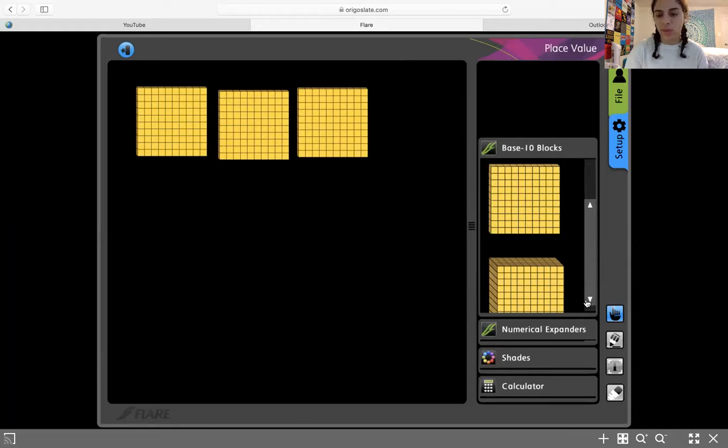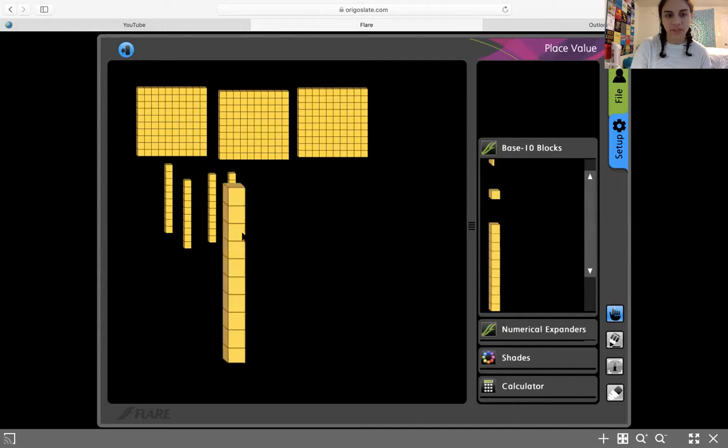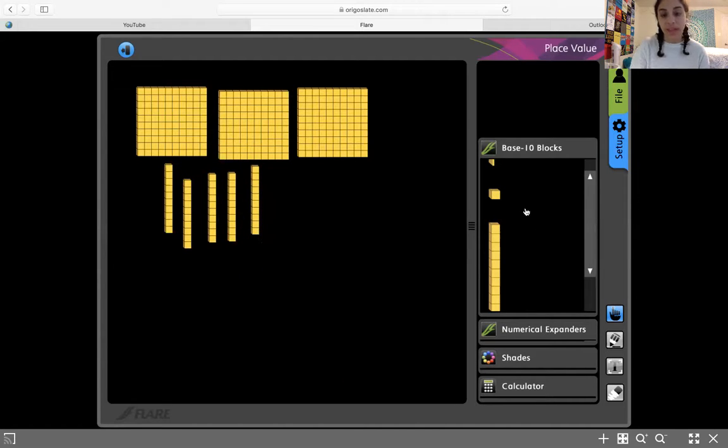And then we are going to look for the rods. And how many do we need of these? There's 57, so 5. We would need 5. So 10, 20, 30, 40. Let's lower these a little bit. And one more would be 50. Okay? And now we need our ones, so our units, 7.